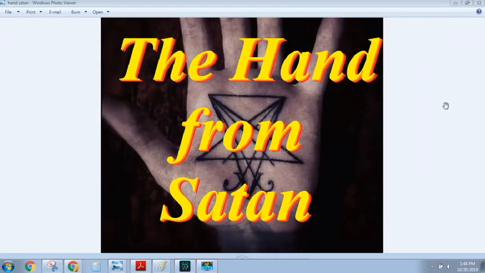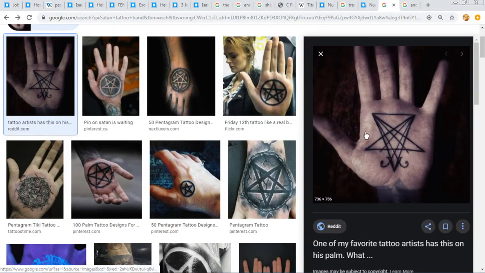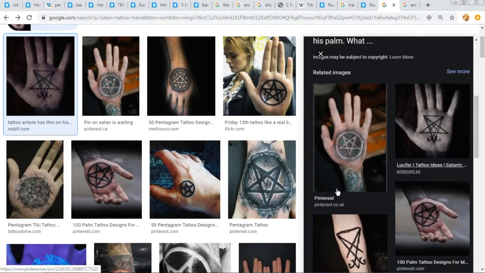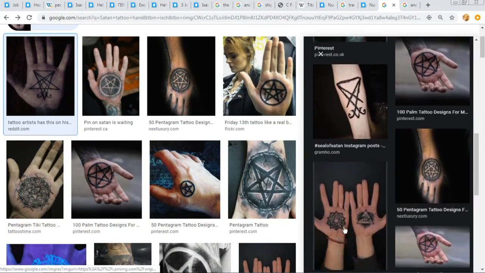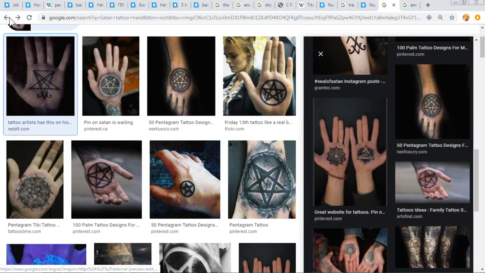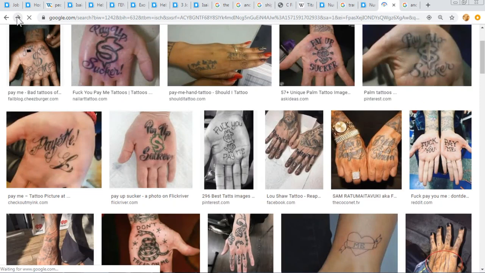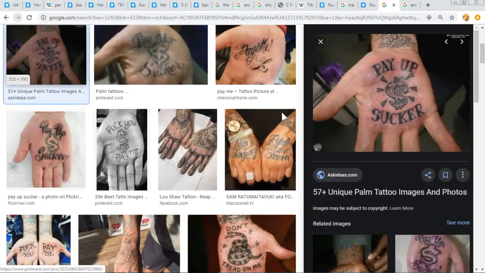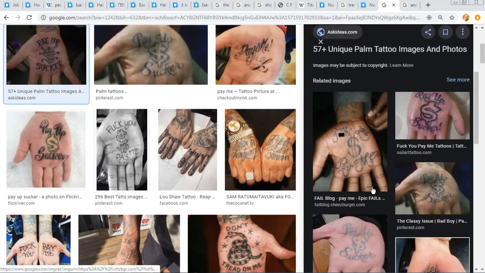Hey people, in this video I'm going to show you some symbology of the hand. I'm going to show you why people in the know say that the left hand is the hand of Satan, and the right hand is the hand to pay up. Some people don't know. That's the way to tell by which hand it's in.